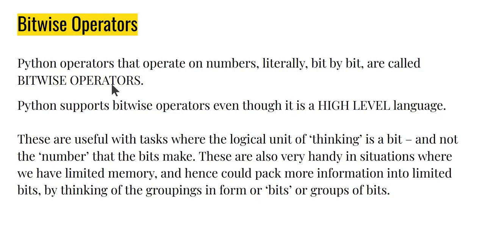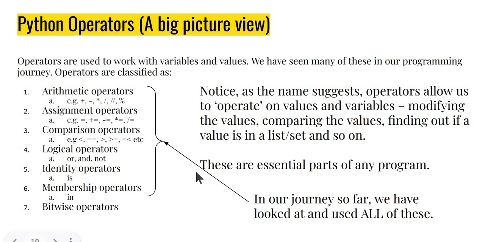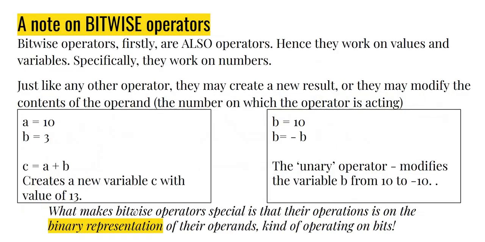a deeper dive. As we saw, Python has 7 types of operators: arithmetic, assignment, comparison, logical, identity, membership, and bitwise. Now, through our journey in programming, we have extensively worked on, let's say, 1 through 6. So it's only logical that we complete the spectrum by looking at bitwise operators, and that's what we're obviously doing in this project. As before, operators work with variables and values. And since bitwise operators are also operators, they also work on values and variables. Specifically, they work on numbers.